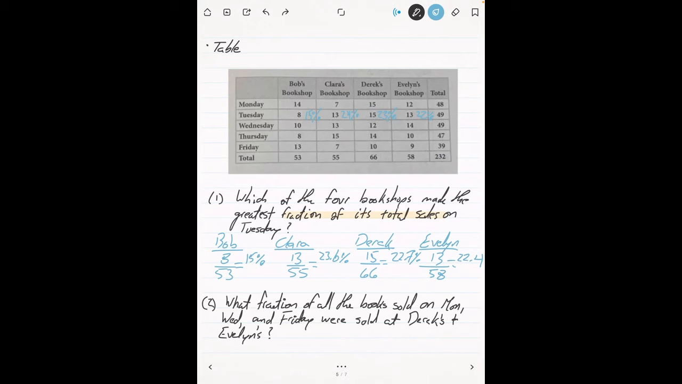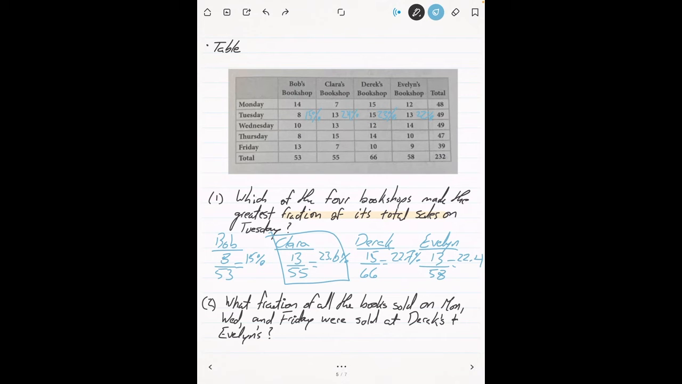However, when we consider how that was in proportion to everyone's total sales, who had the greatest fraction or the greatest percentage of their total sales made on Tuesday, we can see that it was Clara. Clara had the greatest percentage of total sales, or the greatest fractional amount of total sales. They really mean the same thing here. So we're going to say Clara had the greatest percentage, the greatest fraction of sales on Tuesday. Hopefully you're seeing how that is different than the greatest number of sales.